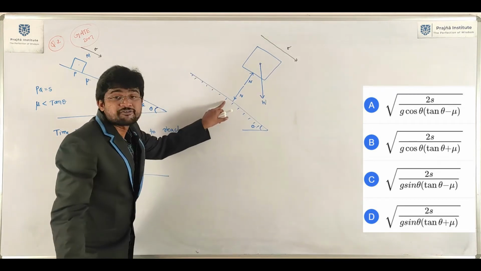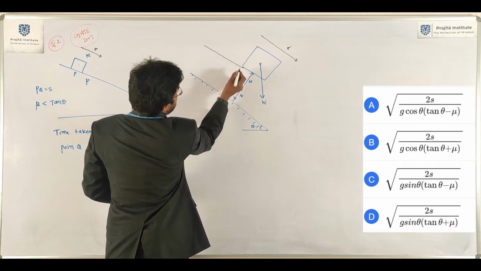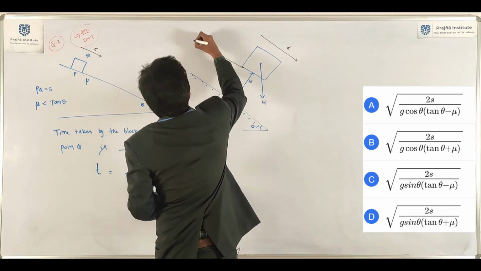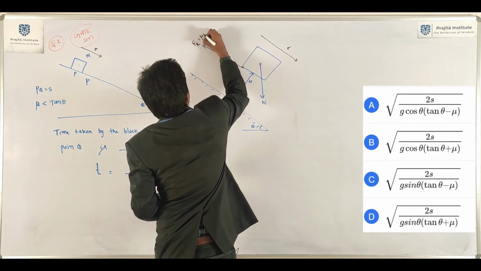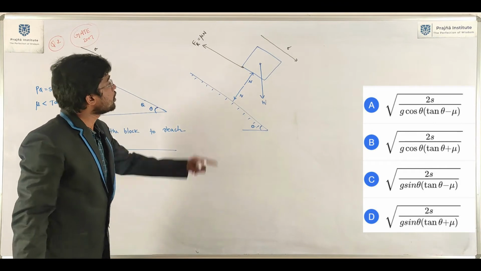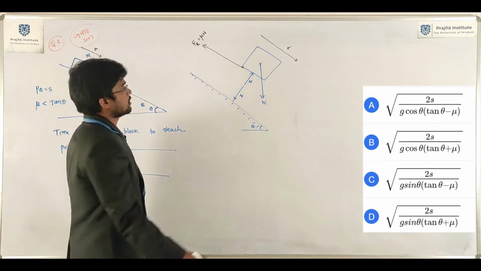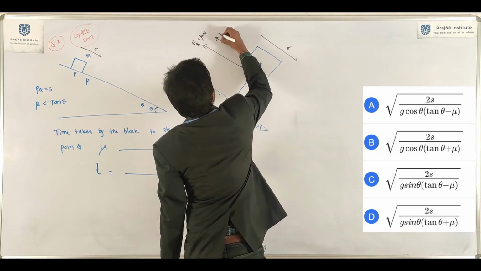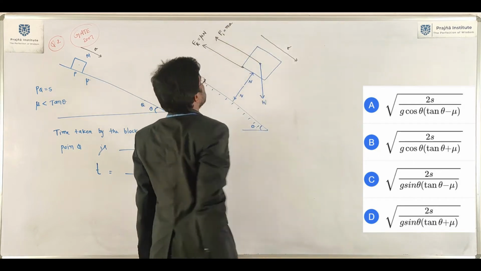Here it is a rough inclined plane. That means frictional resistance always acts opposite to the direction of motion. Frictional resistance equals mu into N. It always acts opposite to the direction of motion of the block. Inertia force equals mass into acceleration.